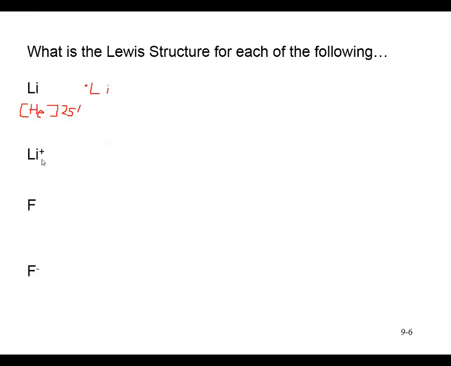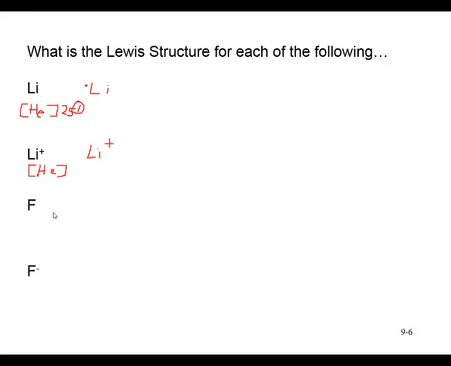Now if I form the lithium cation, what happens is we're losing this valence electron. So I end up with just a helium core at this point for its electron configuration. So it just has its 1s2 electrons, just like helium. When I form that lithium cation, I no longer have any valence electrons, so I just show the symbol for lithium with a positive charge and no dots around it for the Lewis structure.